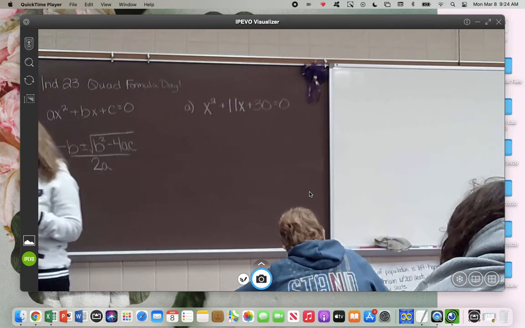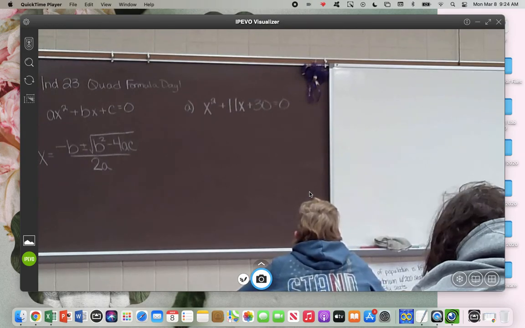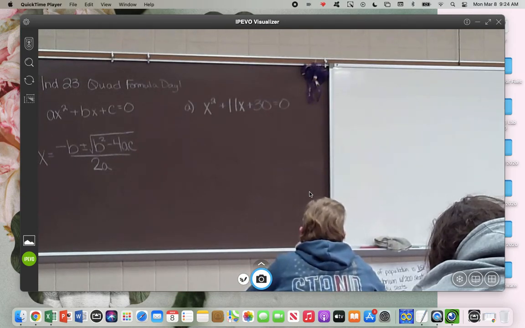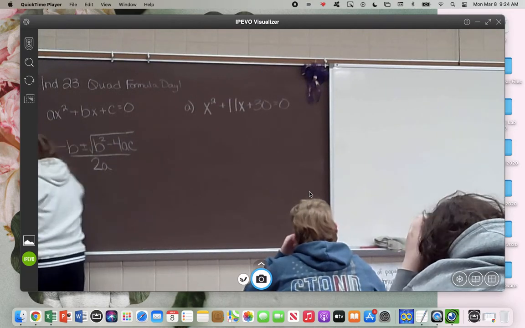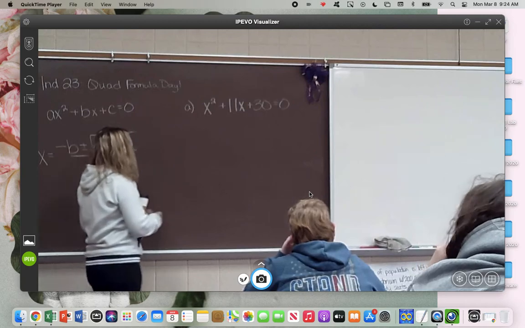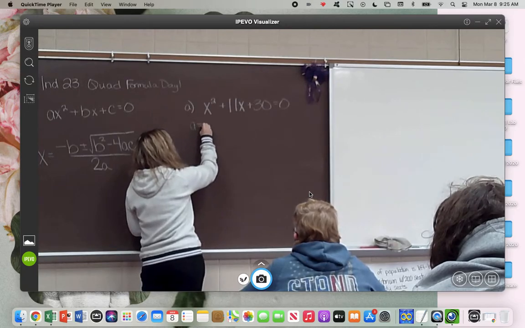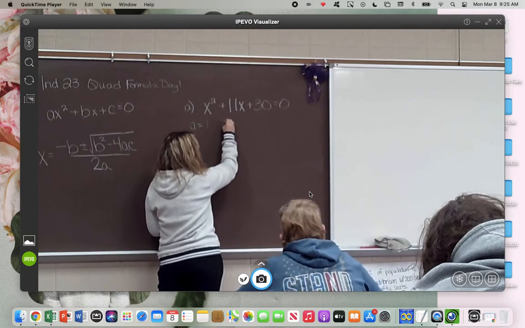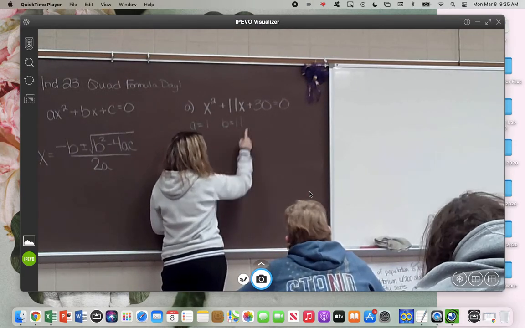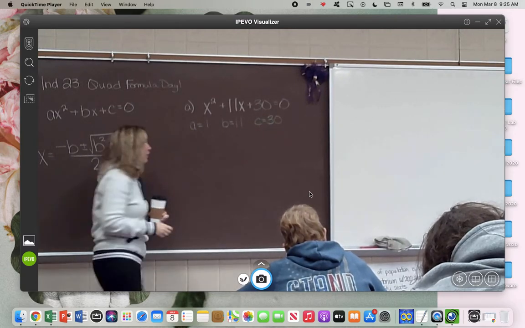All right, we've got x squared plus 11x plus 30 equals 0. So we always want to identify the a, b, and c values, which are the coefficients. If a is always the coefficient of x squared, what's our a value here? What's the coefficient with x squared? If it's not there, it's a 1. Now our b value is the coefficient with x, and it's a positive 11. C is our constant without the variable, and so that is 30.